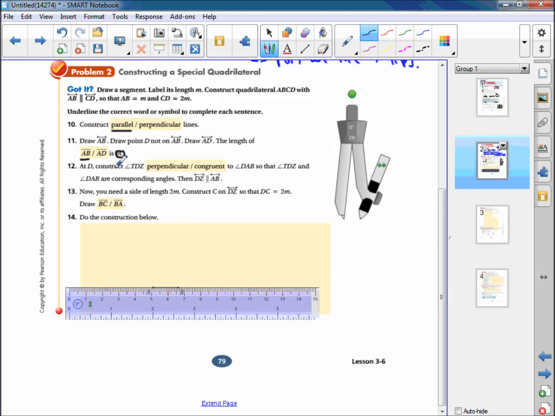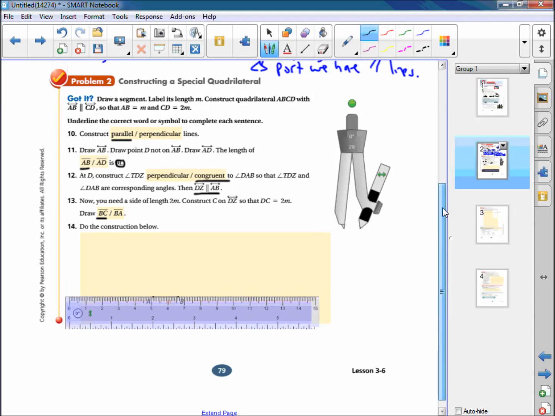Then at D, that point that's not on that segment, we are going to construct angle TDZ so that it is congruent to angle DAB, so that TDZ and DAB are corresponding angles. This proves that the two segments are going to be parallel to each other. Then we'll measure the length of M, which is AB, and construct DC so that it's twice that length. Then we'll draw in BC. So let's do this construction and see what they're talking about.